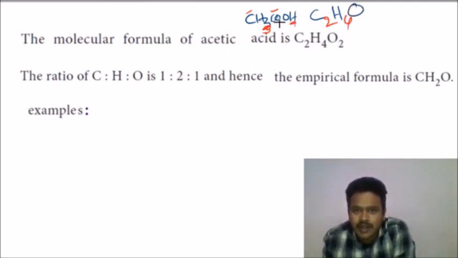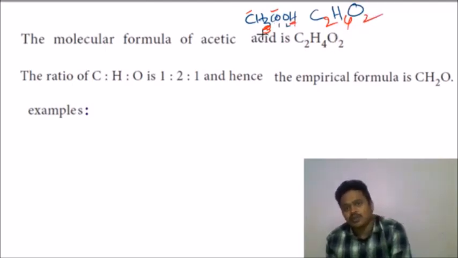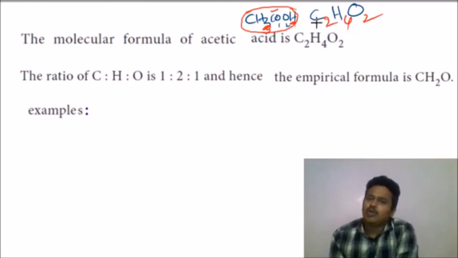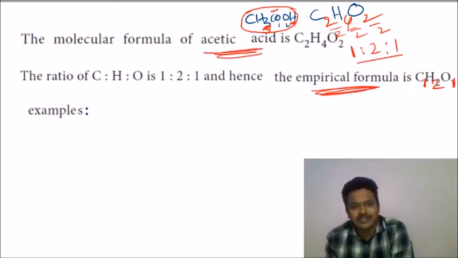How many oxygens are there? 1 and 2. 2 oxygens are there. So we can write O2. C2H4O2. This is the general way of writing. When you are writing a molecular formula, you can write it combined like this. So what is the simplest way? These 2, 4, 2 can be divided by 2, the common factor. So 2 is to 4 is to 2 becomes 1 is to 2 is to 1. This is the empirical formula for acetic acid.